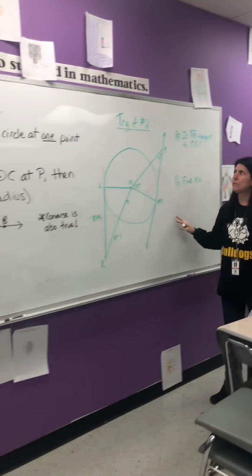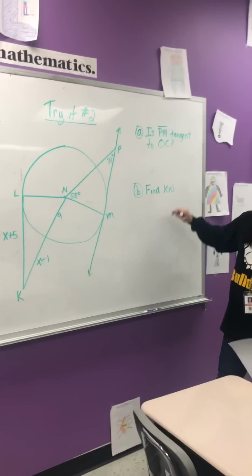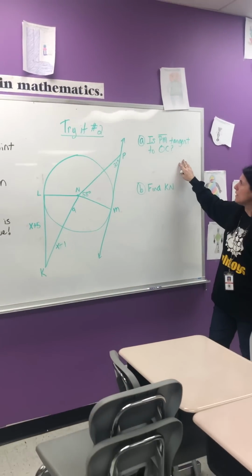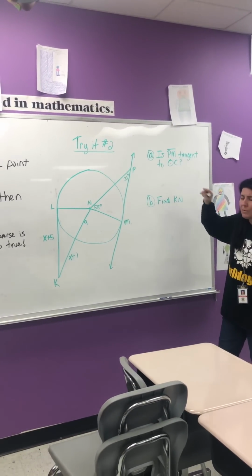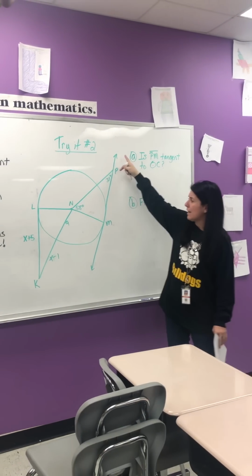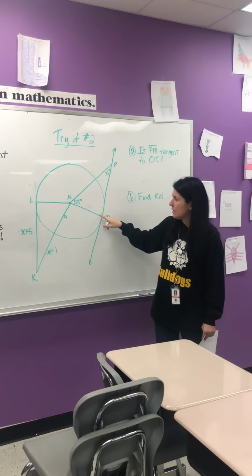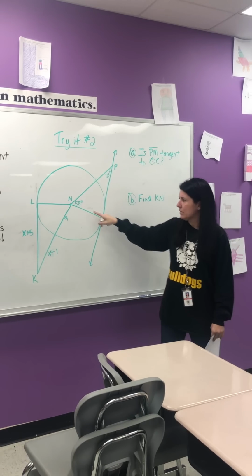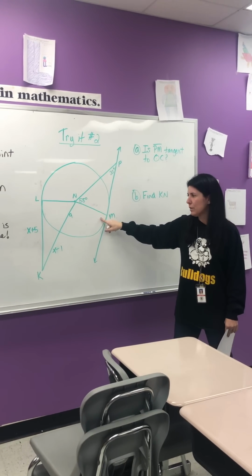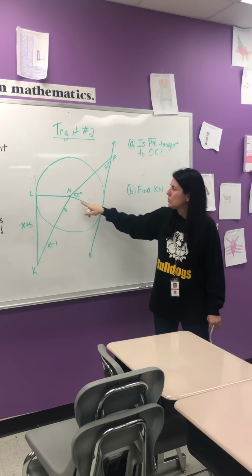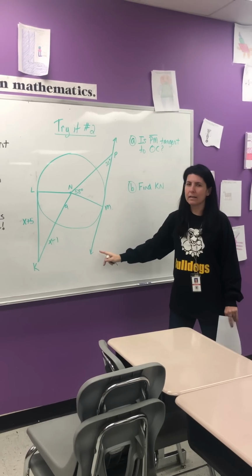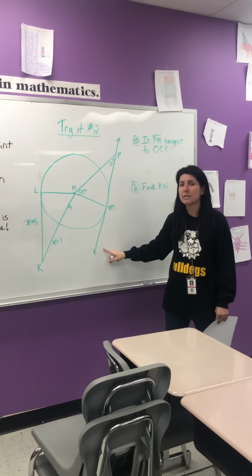Let's look at an example. This is try it number 2. The first question says, is PM tangent to circle C? Well, what we just said is if this line is a tangent line, then it means that this is perpendicular. This is a radius. If you look at the picture in your book, it might be a little bit clearer for you. So if this radius and this line is 90 degrees, then that means that it is tangent.